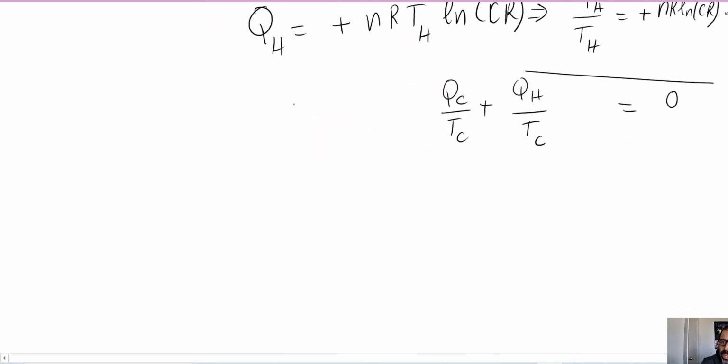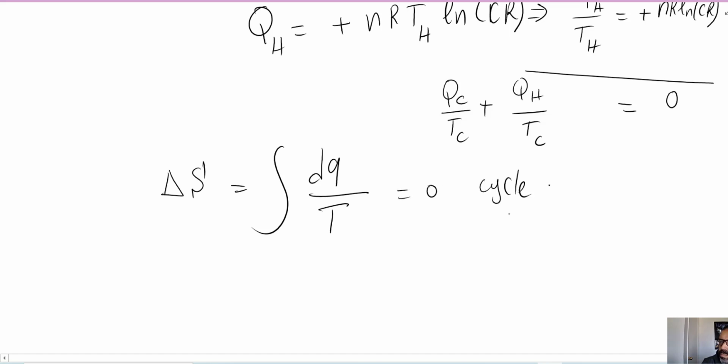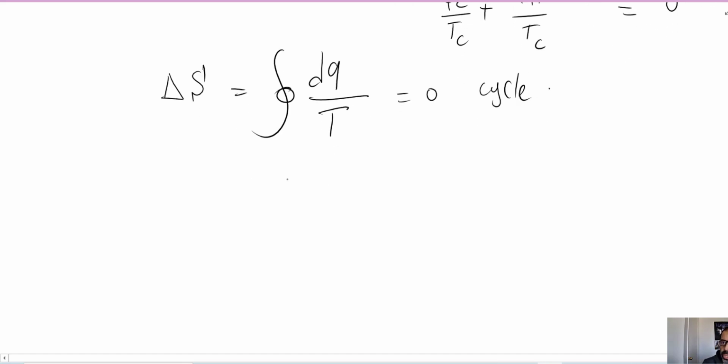So in other words, if I sum up dQ over T, this quantity over a cycle is 0 for the entire process in this case, provided that this integral is a closed integral through a path in here. So I'm going to call this quantity the entropy. The entropy dS is by definition dQ over T. So this is the entropy.